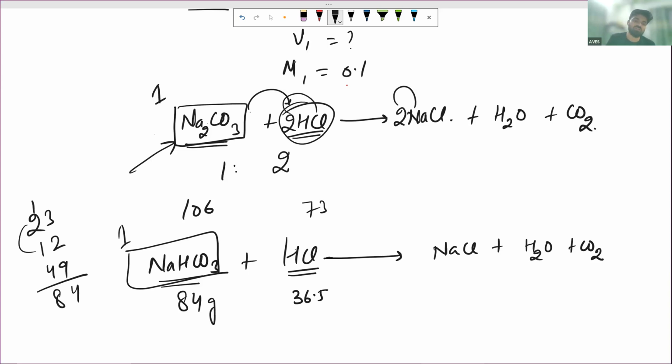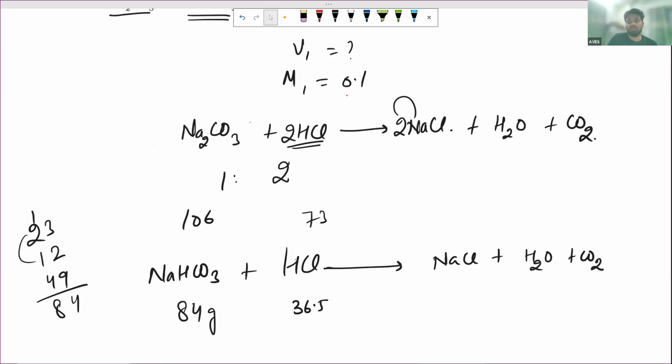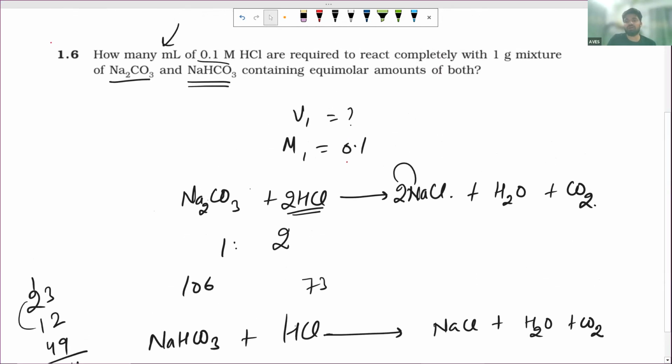You know that 2 moles of HCl will be required to react completely with 1 mole of Na2CO3. And here, since it is already balanced, the combining ratio of HCl with this one is 1:1. So we'll simply say that 1 mole of HCl will react with 1 mole of sodium hydrogen carbonate. Got it?